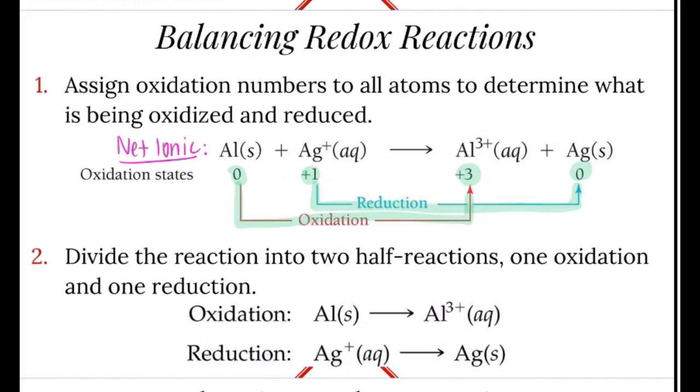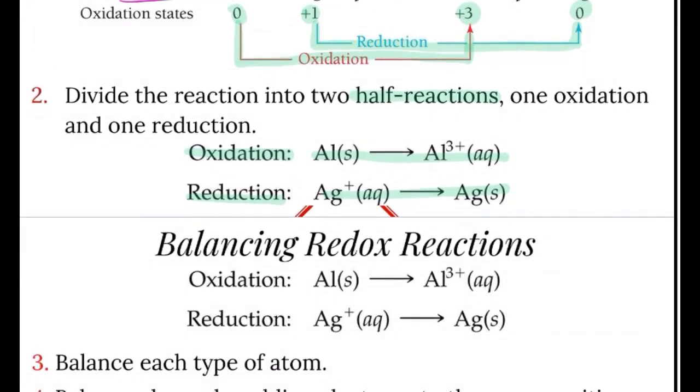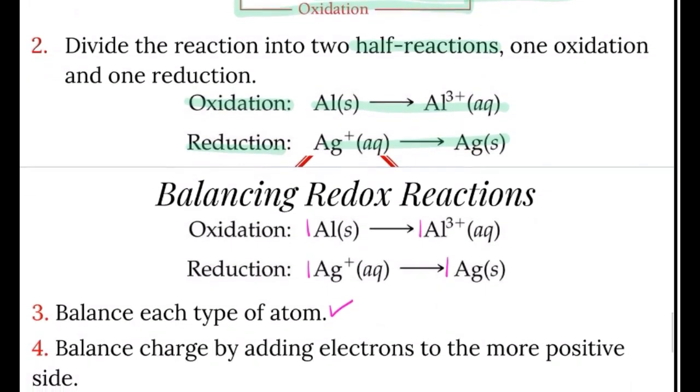Now we're going to divide the reaction into two half reactions. So we decided that this is oxidation, and so pull down anything that has to do with the oxidation. So it's the aluminum and the aluminum. The reduction, the silver and the silver. We're just pulling it down, but we're separating it out into what we call half reactions. So now once you have your half reactions, we're going to balance each type of atom. I see that I have one aluminum atom, one aluminum, one silver, one silver, so that's done. Then I need to add electrons to the more positive side.